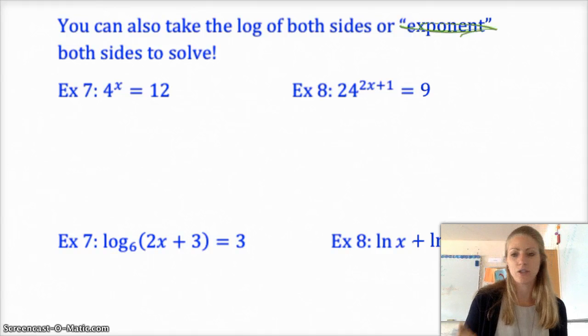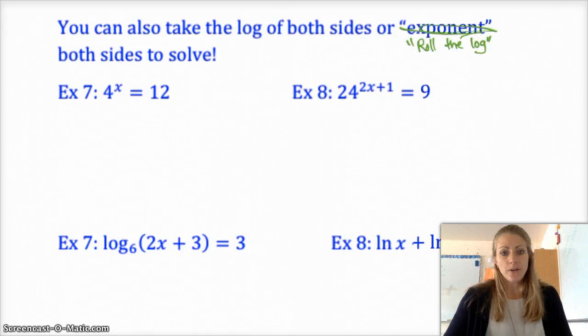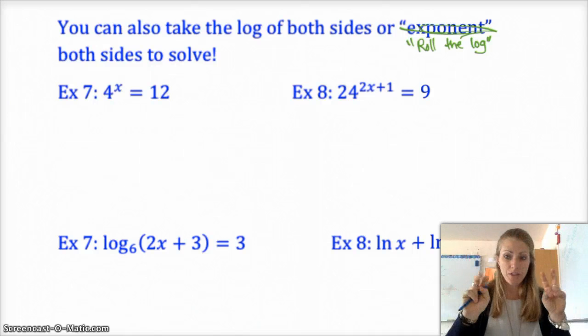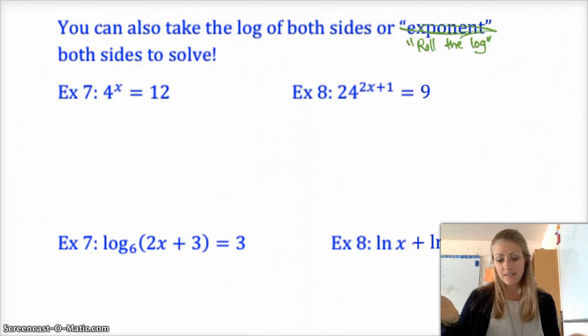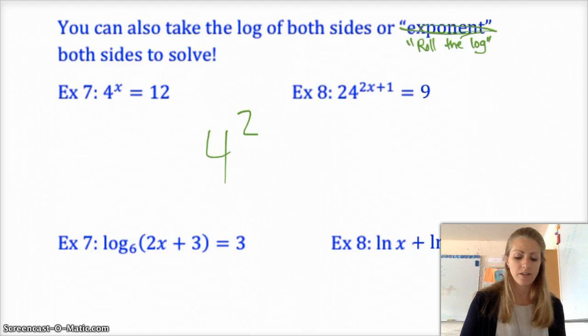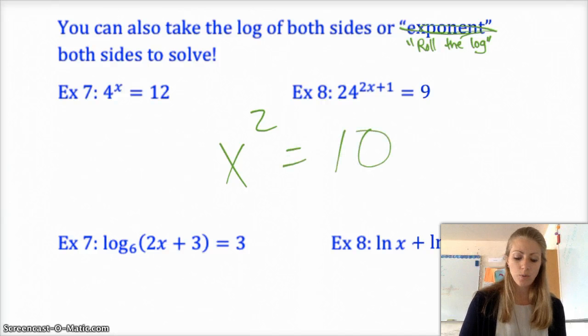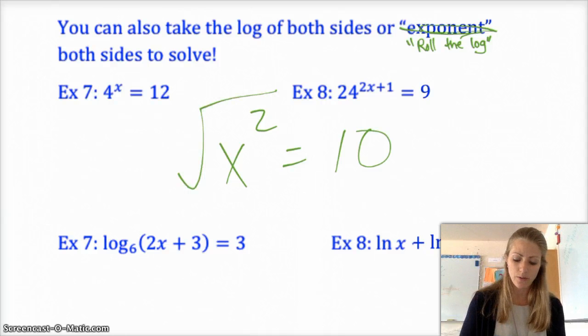Basically what I mean by that is you can roll the log to change it. When I say take the log of both sides, it's like when you take the square root of both sides. If you have an equation like x squared equals 10 or something, because it's an equation, you can do the same thing to both sides. So I can take the square root of one side and take the square root of the other, and I get x equals plus or minus root 10.